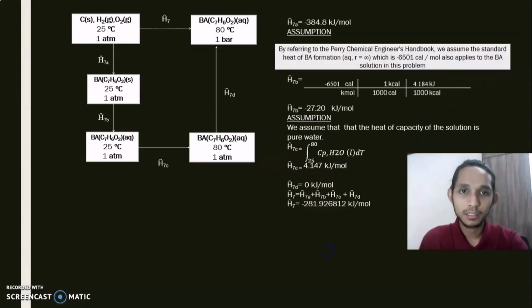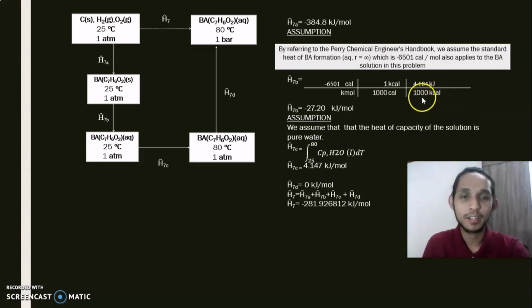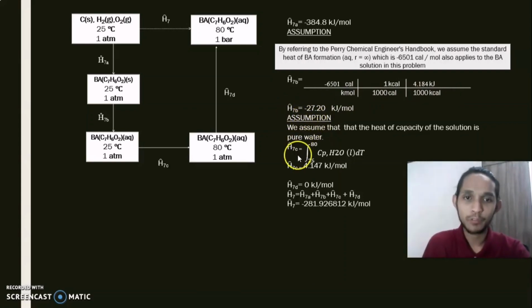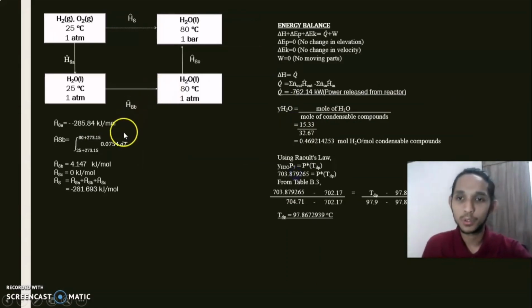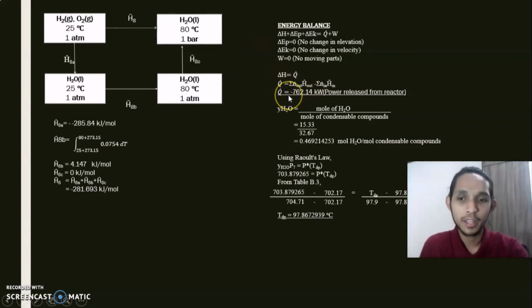And then for H7B, by referring to the Perry Chemical Engineering Handbook, we assume the standard heat of benzoic acid formation R equals infinity. So we can get H7B equals negative 27.2. Then we find H7C and we get H7. So we find H8. And then the equation asks for the power. So we use the same formula as just now. And we get the power equals negative 762.14 kilowatt, power released from the reactor.